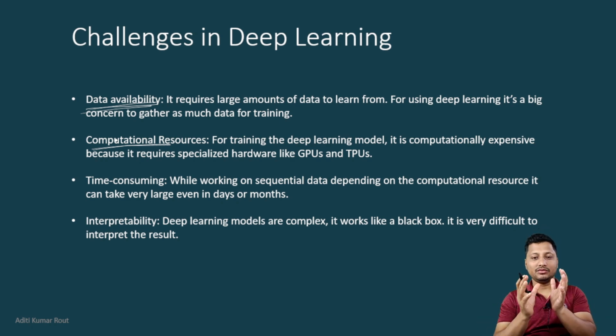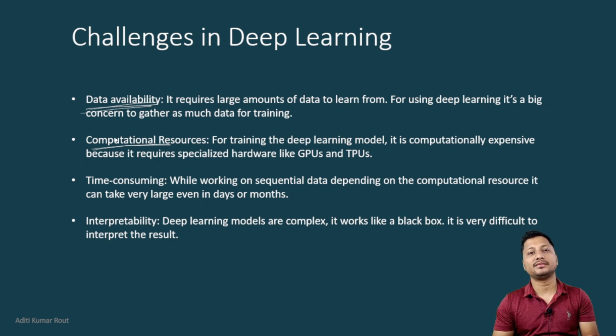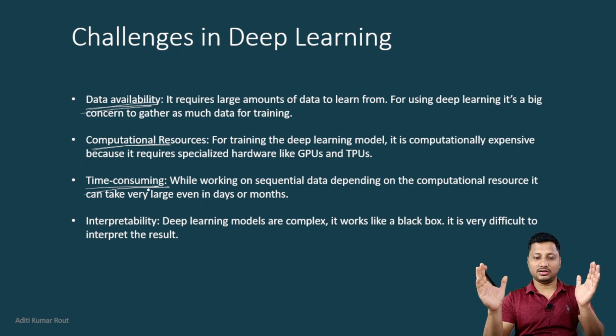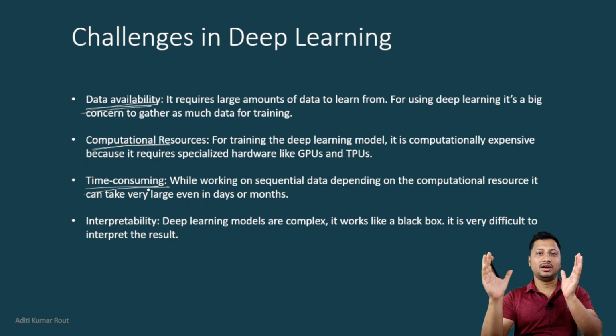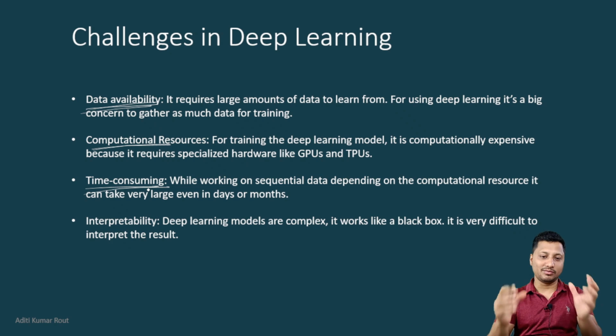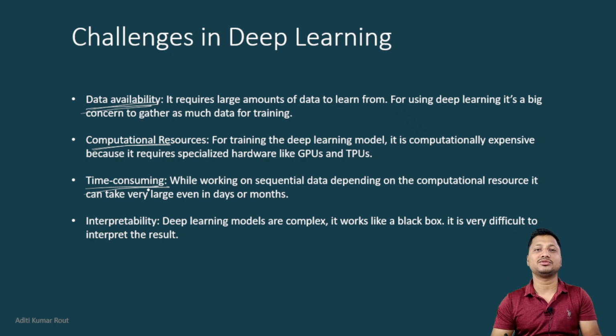Because if it is thoroughly learning a particular thing, then that particular model is expecting high computation power. Otherwise, it will take a long time. Then the third point here is that it is time consuming. Definitely, it will take time to be trained because it is thoroughly learning the things. And it depends completely on the size of the network. If the size of the network is very big, then it will take more time and more computational resources.